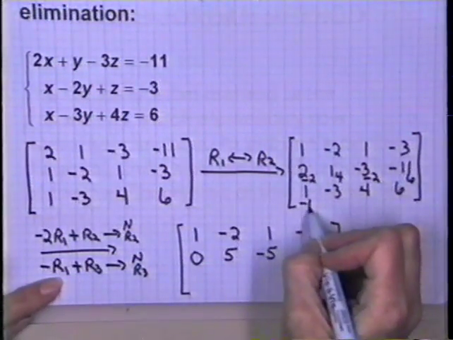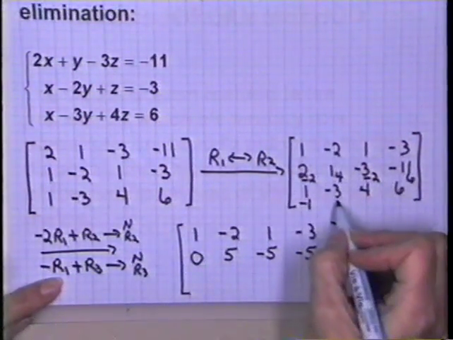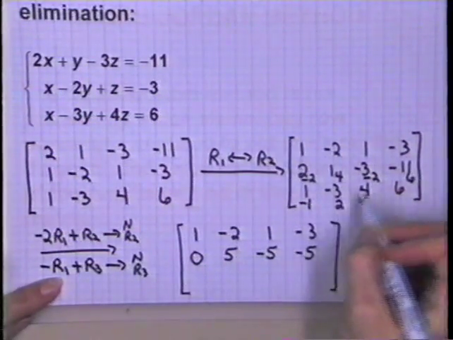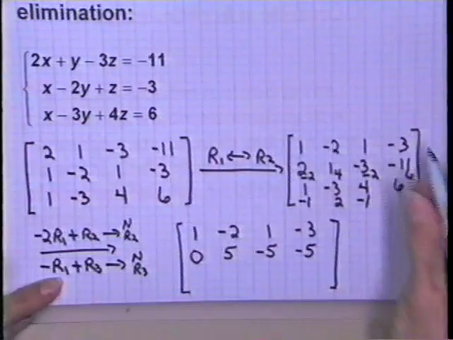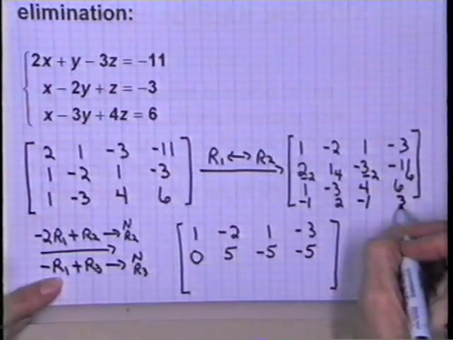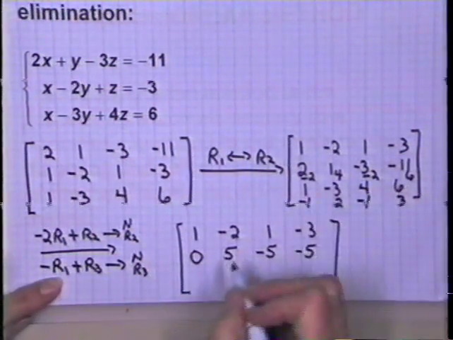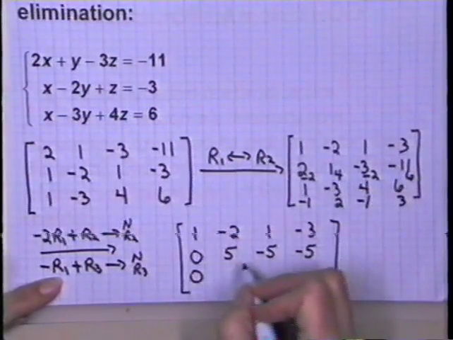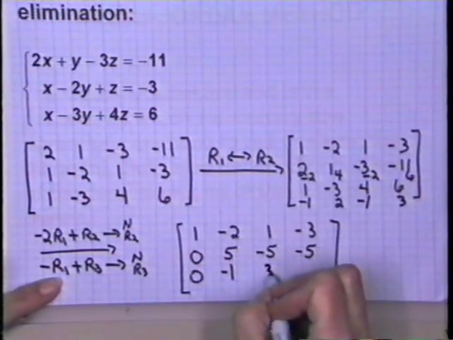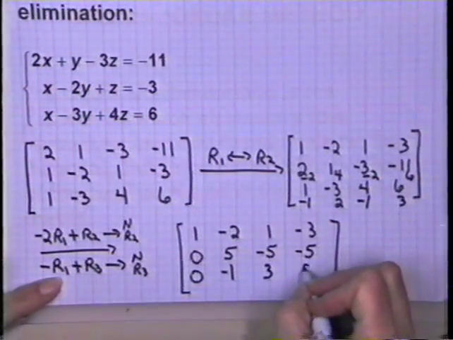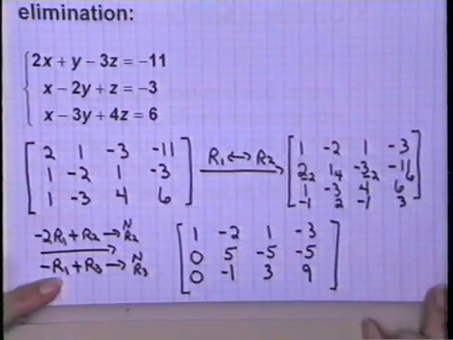That gives me a negative 1. Negative 1 times negative 2 is a positive 2. Negative 1 times 1 is a negative 1. Negative 1 times negative 3 is a positive 3. Now let's add those numbers. I get another 0. Negative 3 plus 2 is negative 1. 4 minus 1 is 3. And 6 plus 3 is 9.